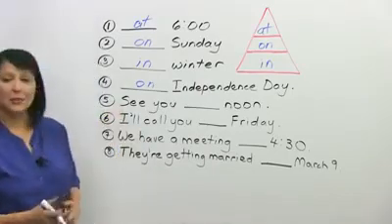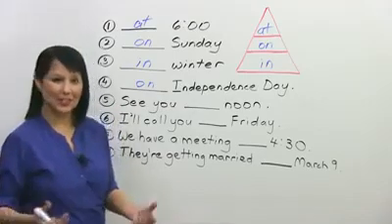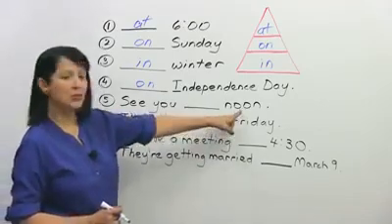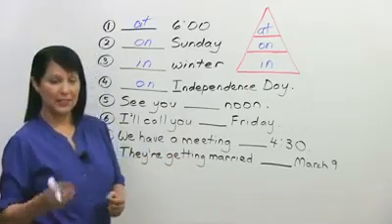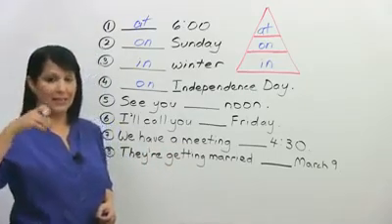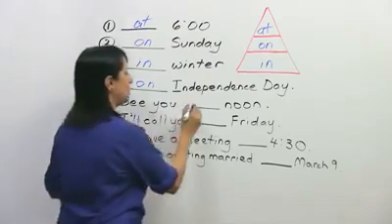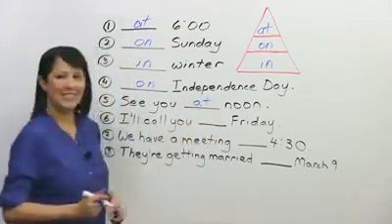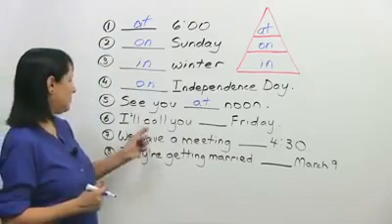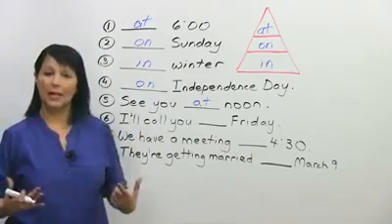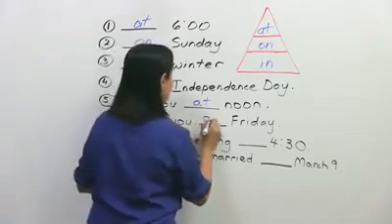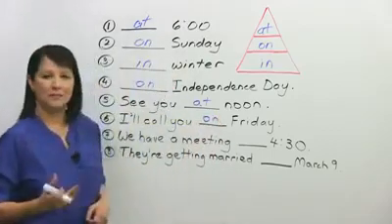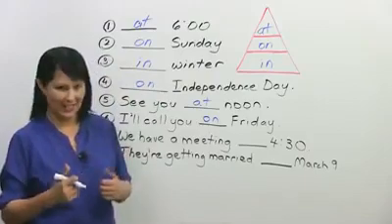Number 5, see you blank noon. See you. Now what's noon? Noon means 12 o'clock in the afternoon. It's a precise, exact time. So we say see you at noon. Very good. Number 6, I'll call you blank Friday. I'll call you on Friday. Very good, because it was one day.